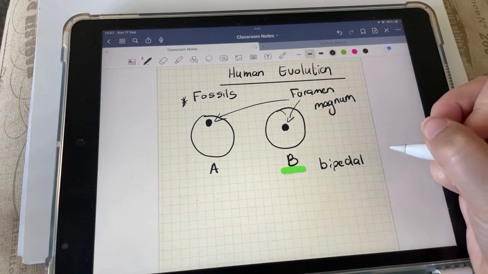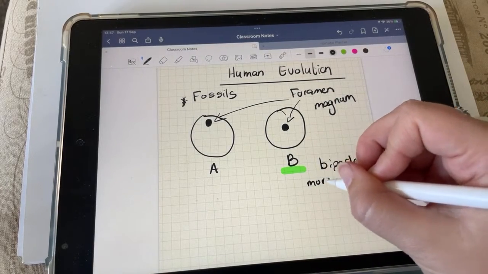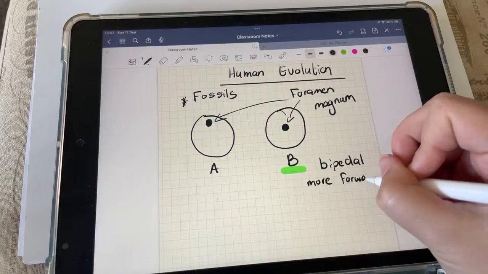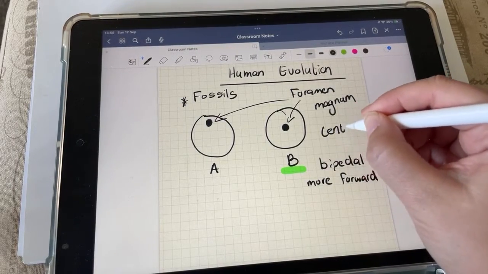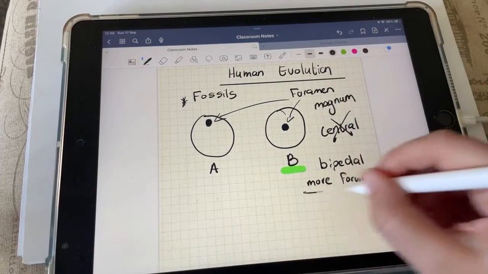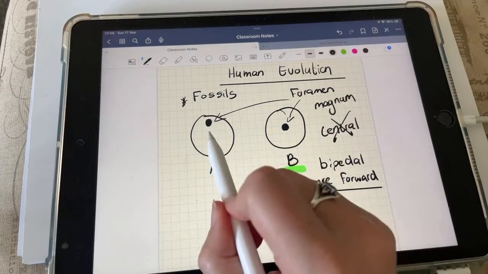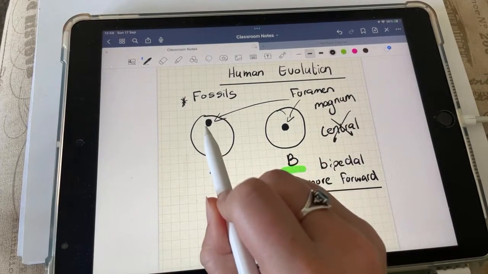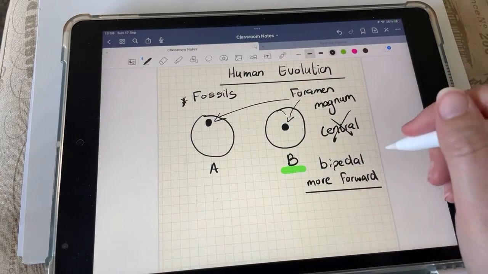Why is it bipedal? It's bipedal because the foramen magnum is more forward. Please, everyone, do not use the word central. No, it's more forward only. Do not use this word. If you want to talk about this one, it is more back. But please, no central, nothing, okay?